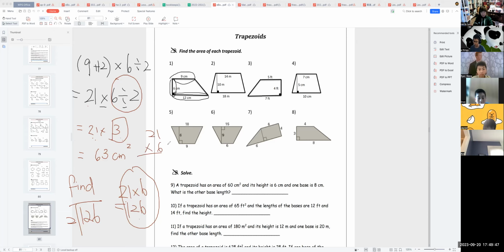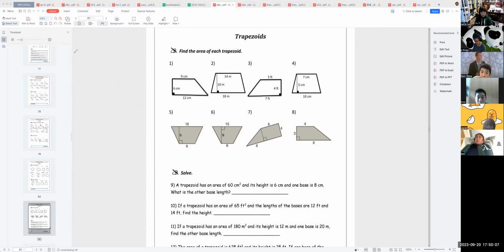21 times 6, 1 times 6 equals 6. 2 times 6, you need to carry over 1, right? So 126. But this one is just 1 times 3 equals 3, 2 times 3 equals 6. You don't even need scratch paper at all. Correct, everybody? So when you're having this one, the possibility of getting the right answer is much higher.